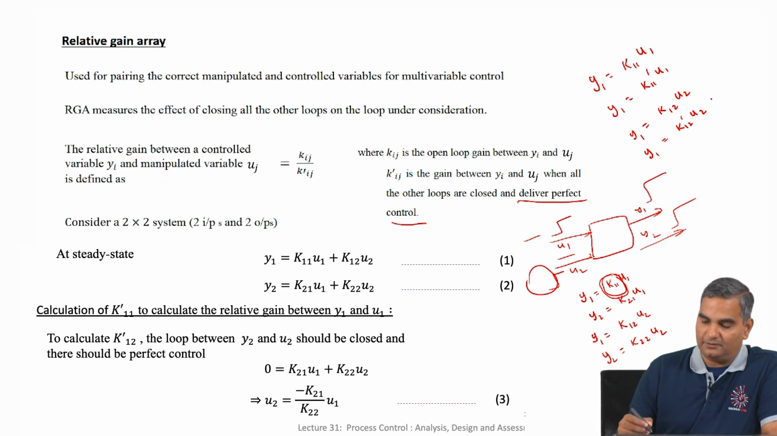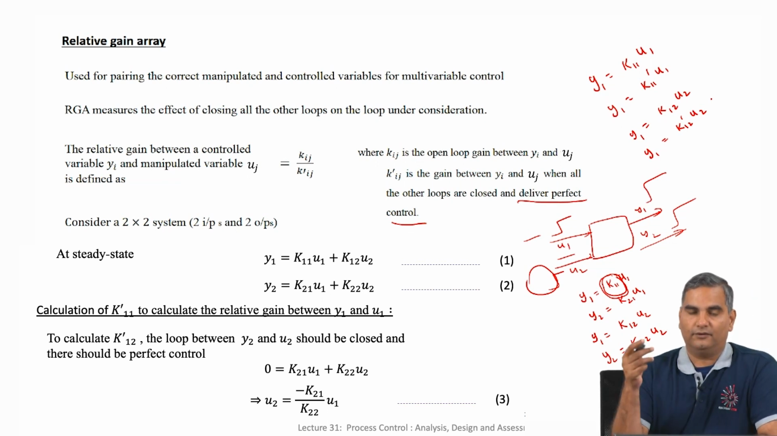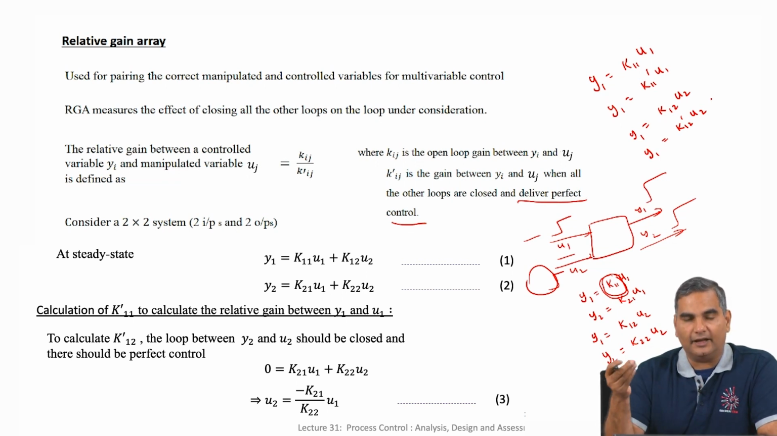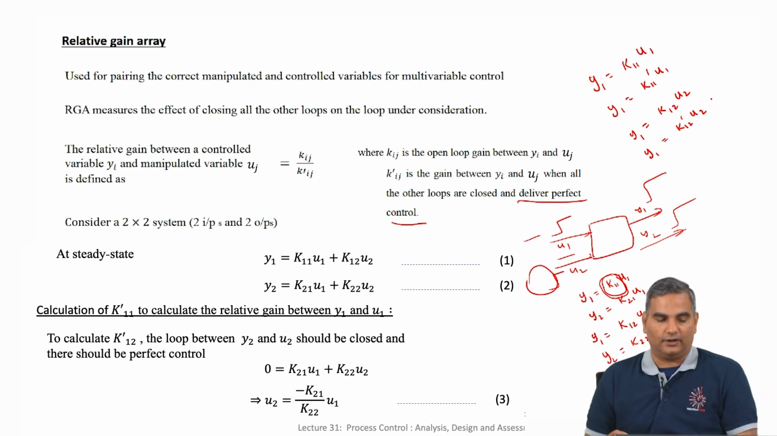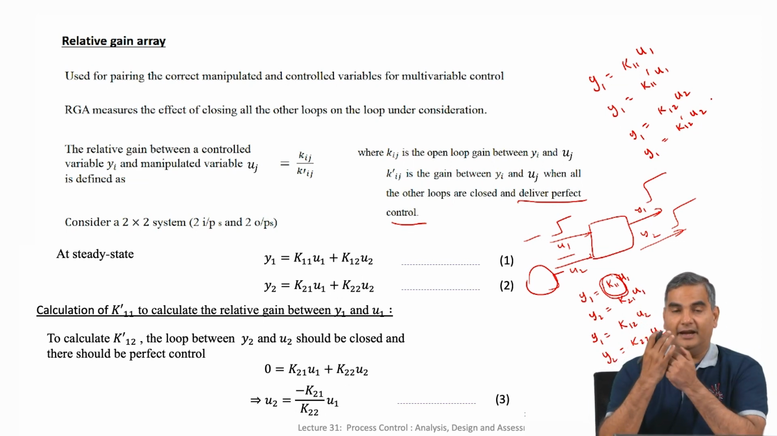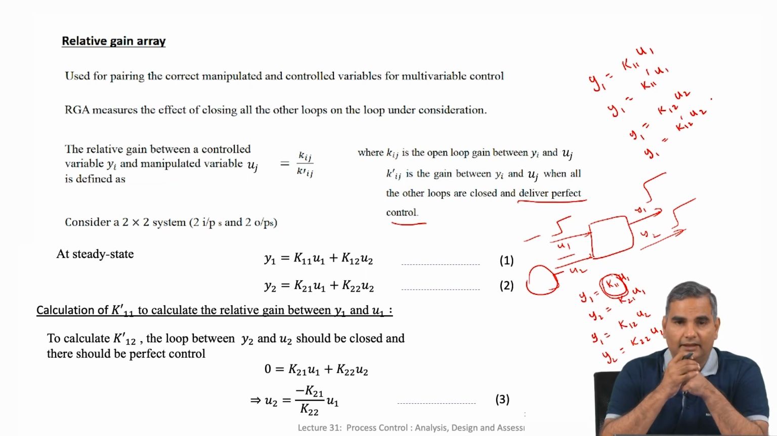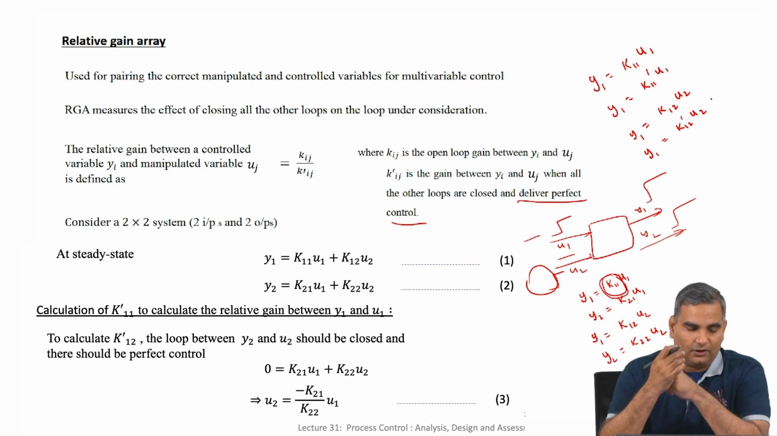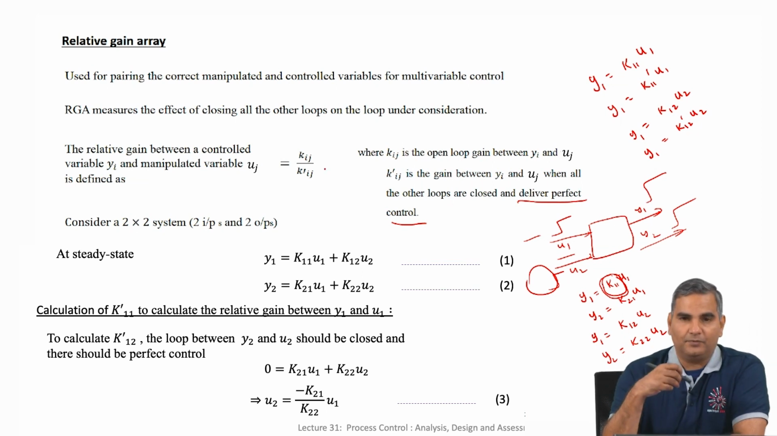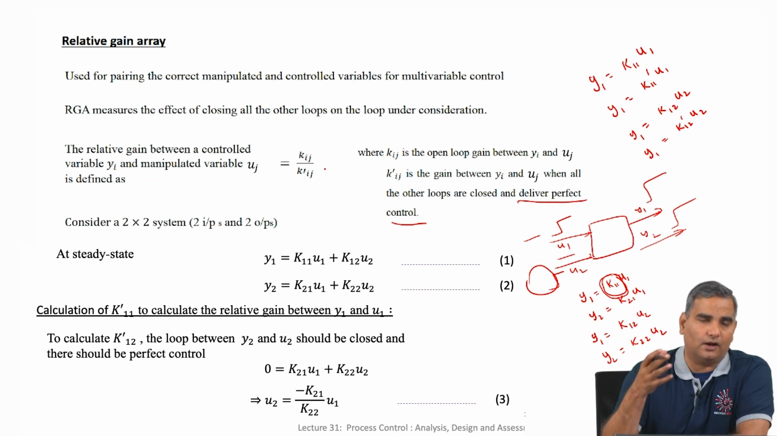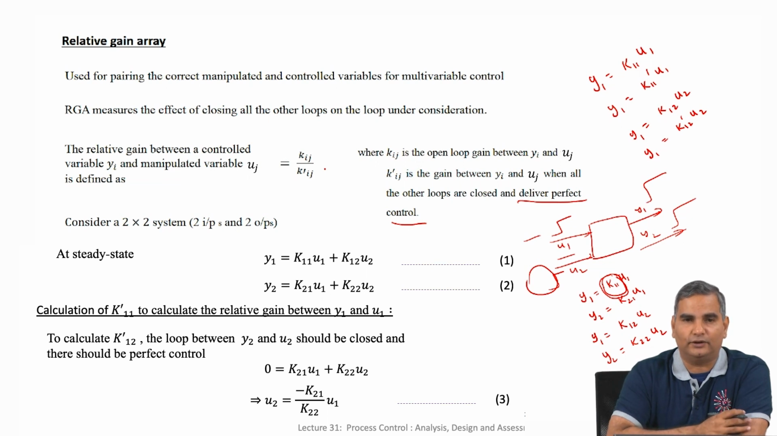Now, the relative gain is basically the ratio of this gain in open loop and the gain that will result if the other loops are closed with perfect control. That is the basic idea, and the ideal situation is when the relative gain is simply 1, because that means both gains are the same, in which case whatever I see in open loop I will get the same performance even when I close all the other loops and make them perfect control. So, the other loops are not going to have any effect. That will be the ideal situation, but in reality that is not going to happen.